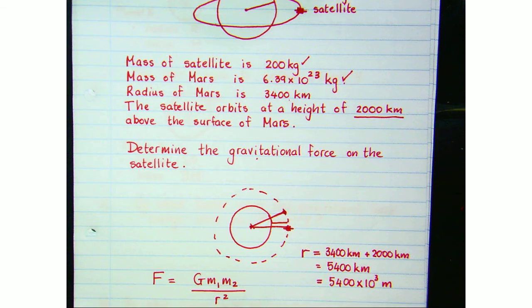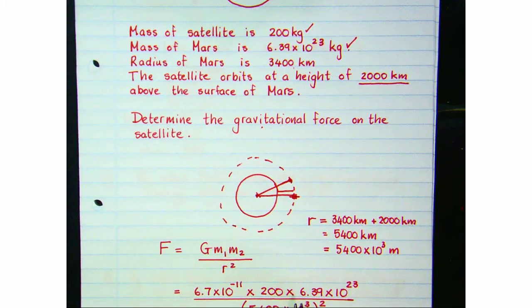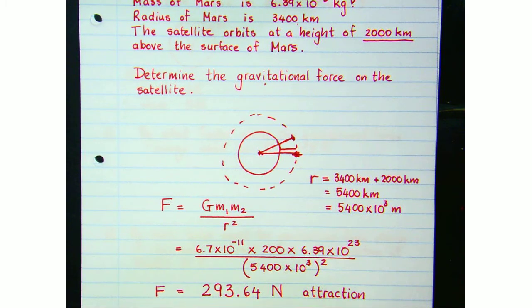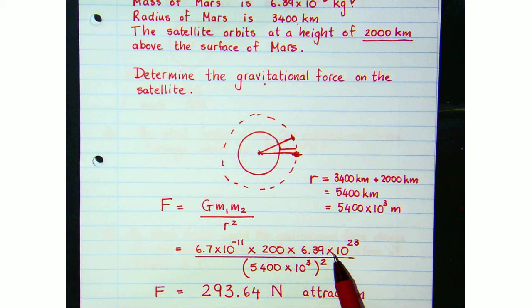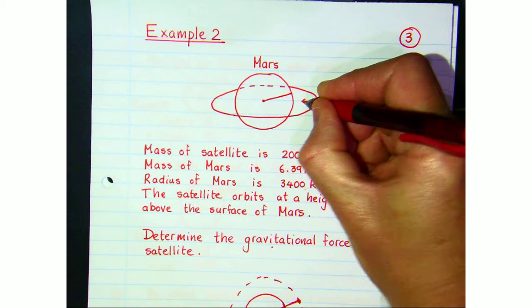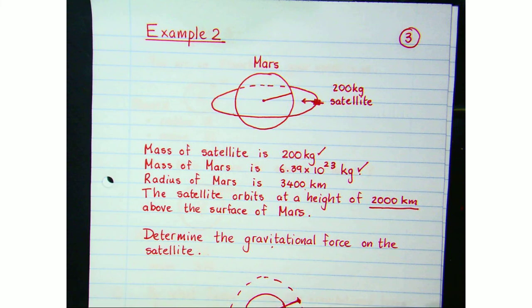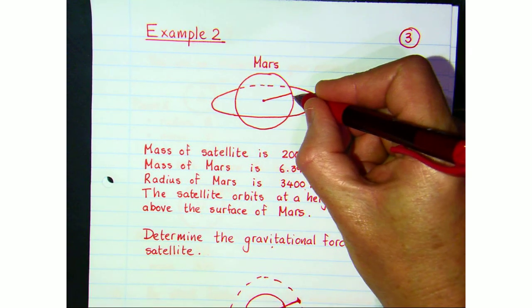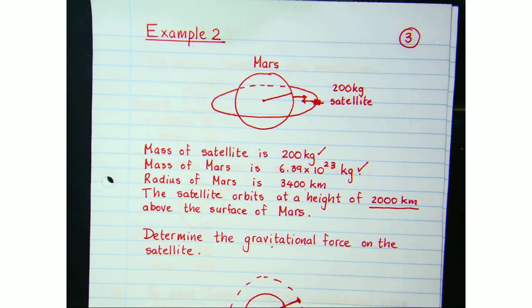And then it's a case of going to the equation for finding the gravitational force and substituting everything in. The gravitational constant, the mass of the satellite, the mass of Mars, and then the distance between their centers. Don't forget to square it. That gives you 293.64 newtons, and again it's an attractive force. So the satellite is experiencing a force of attraction of 293.64 newtons, and at the same time Mars itself is attracted towards the satellite with that same force.